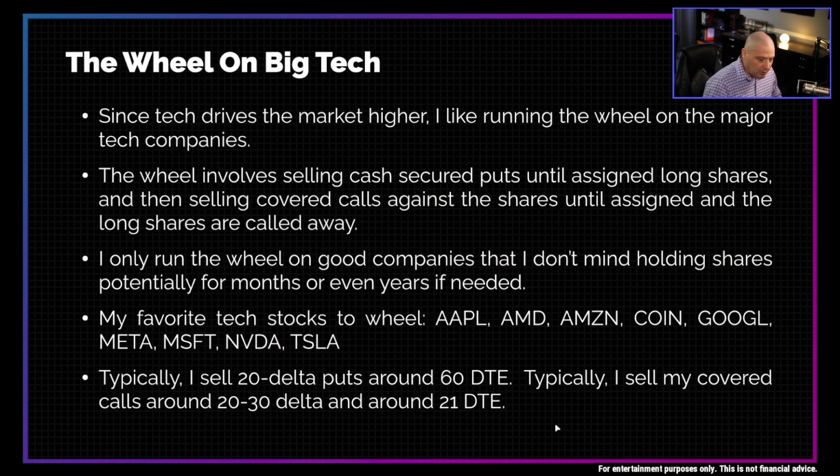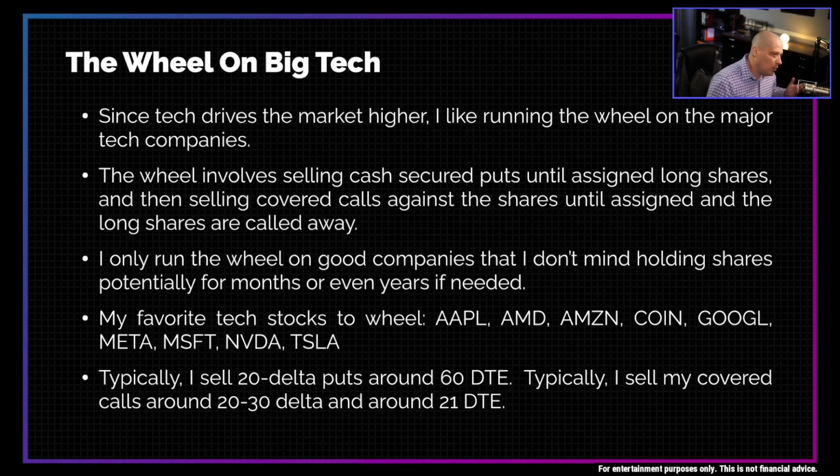Now, I am pretty particular in the stocks that I use for the wheel. So we've already talked about tech is really the sector that drives the market higher, and I like running the wheel on the major tech companies because those are the big components of the market. They're the ones that are going to have the best liquidity. They're typically going to have really good implied volatility, meaning the premiums you get for selling options, those cash secured puts and covered calls, the premiums are going to be really good.